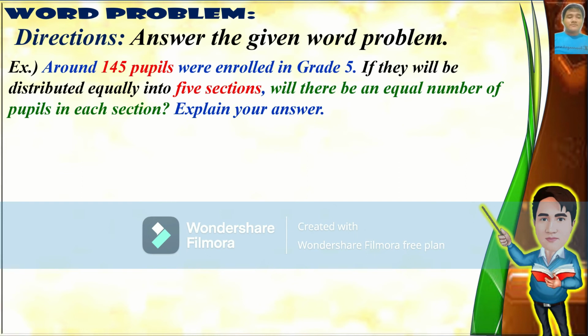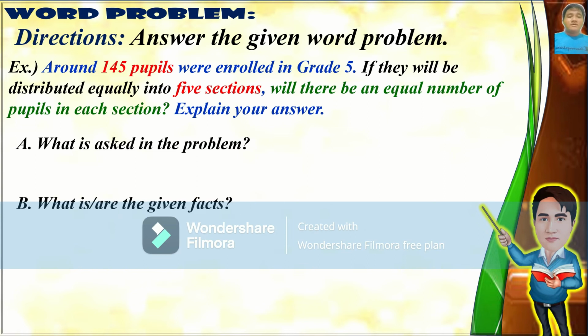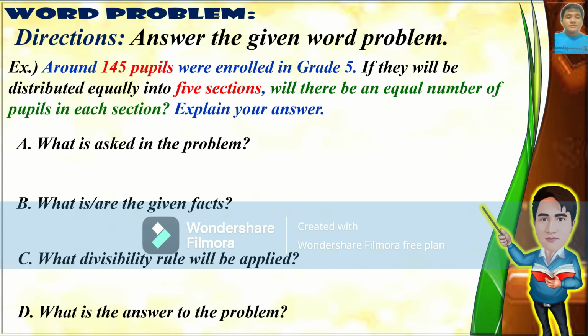So, to get the correct answer, here are the steps to follow. First, you have to know what is asked in the problem or the questions in the given word problem. Second, you're going to find what is or are the given facts in a given word problem that can be useful to find the answer. The third one is you're going to find out what divisibility rule will be applied, whether divisibility rules for 2, 5, or 10. And lastly, answer the problem or the questions correctly.